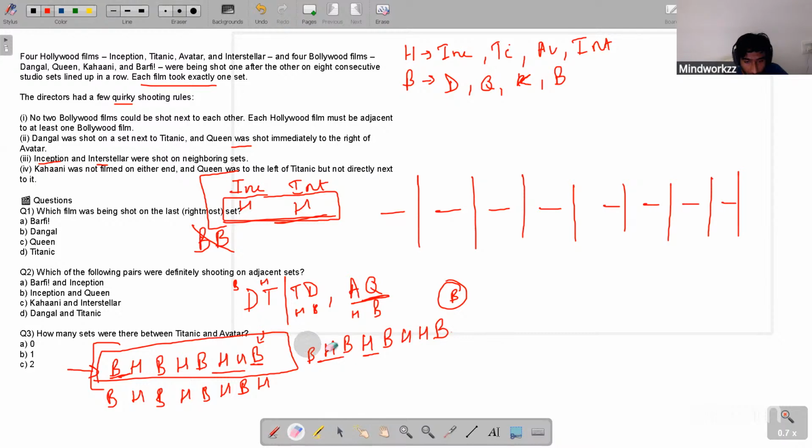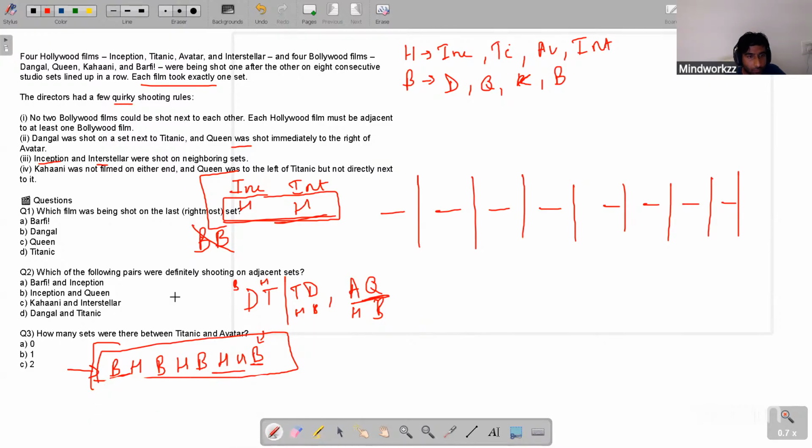Okay, and of course, please understand these two Hollywood film pairings. Again, I'm repeating, this pairing can come here also, or this pairing can come here also. This is just an assumption right now. Okay, so anyway, let's move on to the further clues and try to understand what is happening. We are going to remove whatever is not relevant, and we are going to move further.